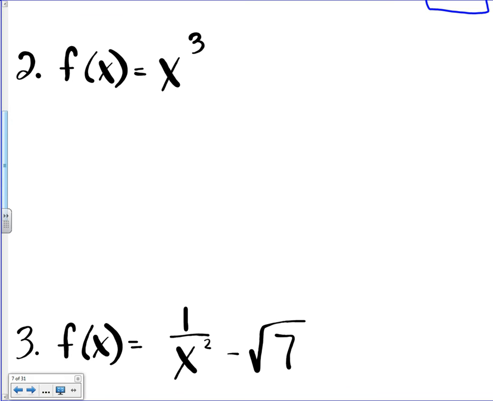Let's try a cubic. Again, notice no domain given. Remember, t is approaching x, so I cannot do that as is, because if t approaches x, I get x minus x in the bottom, and that will be 0. And of course, we know we can't have 0 in the denominator.